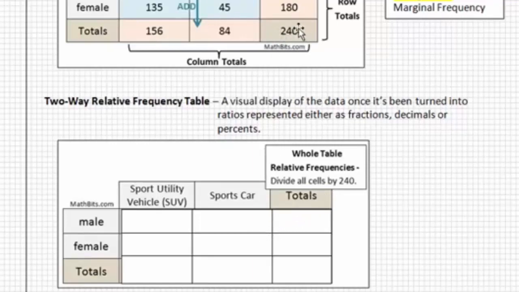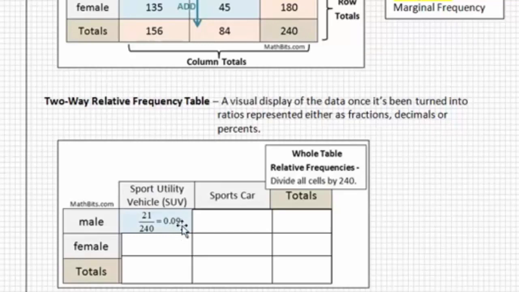So since our grand total of people surveyed was 240, we're going to take all of these values, the joint frequency and the marginal frequencies, and we're going to divide those by 240. That was our total number, right? So we want to know the total outcome. So I'll do this first example here. If we take 21 over 240, that would be in its ratio or fraction form, and then we can divide that out and get a decimal, and it'd be 0.0875.